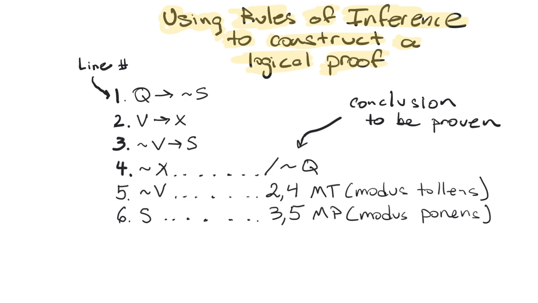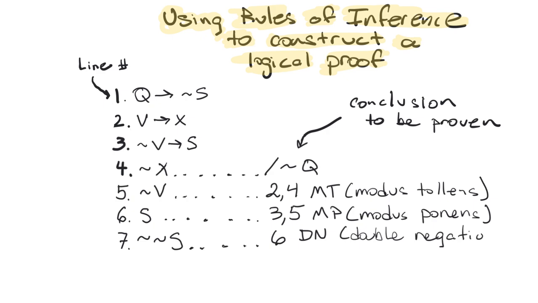So I'm just going to go ahead and write down line 7, noticing that line 6, S, is logically equivalent to the negation of the negation of S. And I'm going to justify that, because that's what I do with the proofs. That's line 6, DN for double negation. Now, why would I do that?